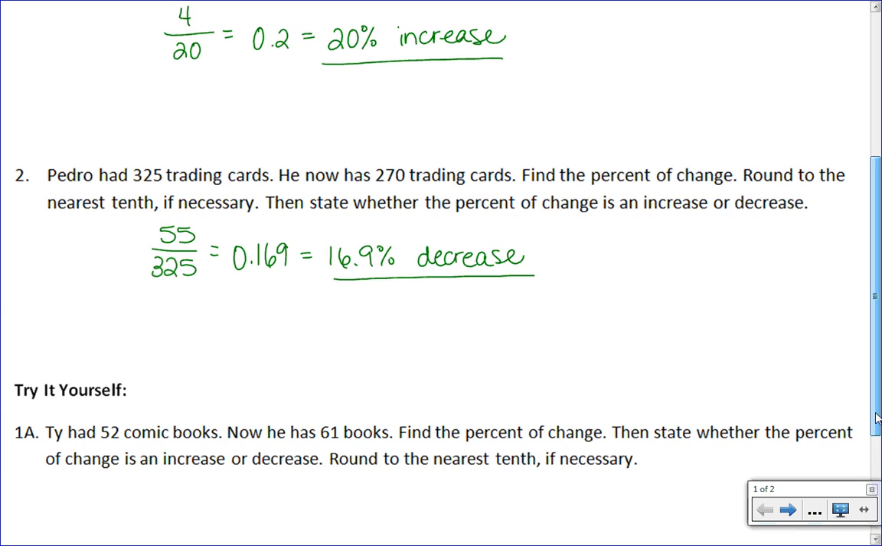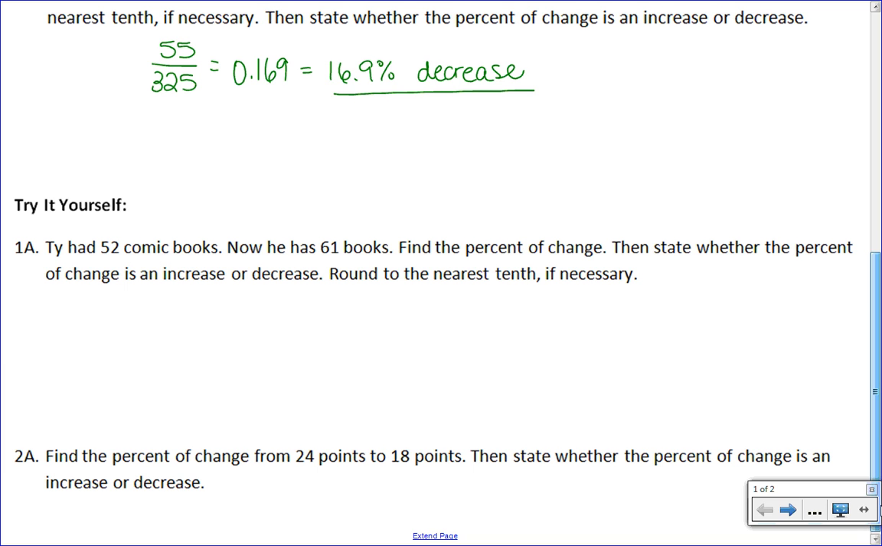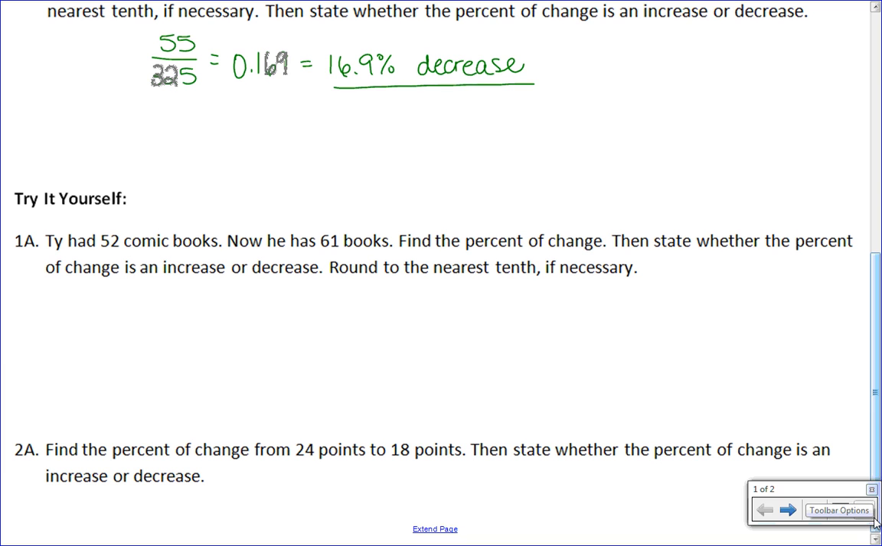Okay, so there are 2 try-it-yourself problems. Go ahead and take a minute to work through those. Pause the video, work through the problems. When you're ready to check your answer, go ahead and hit play to resume. And don't forget to show your work.